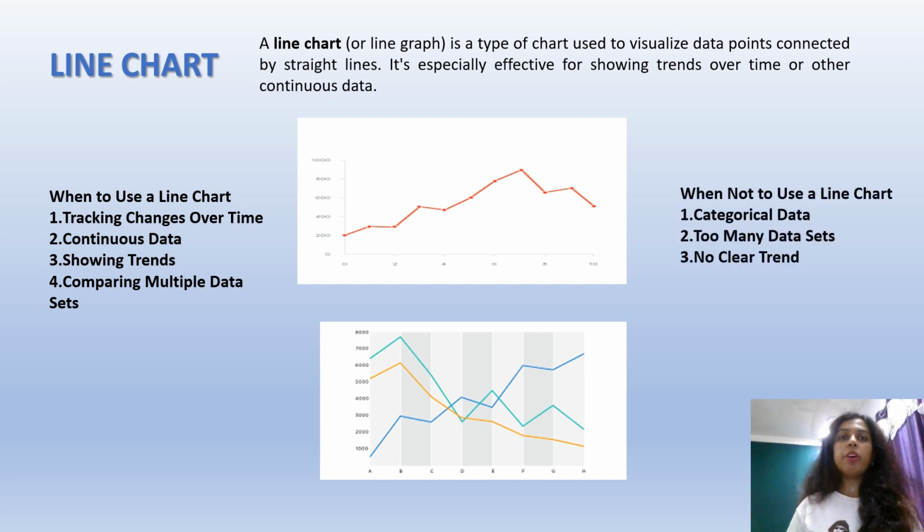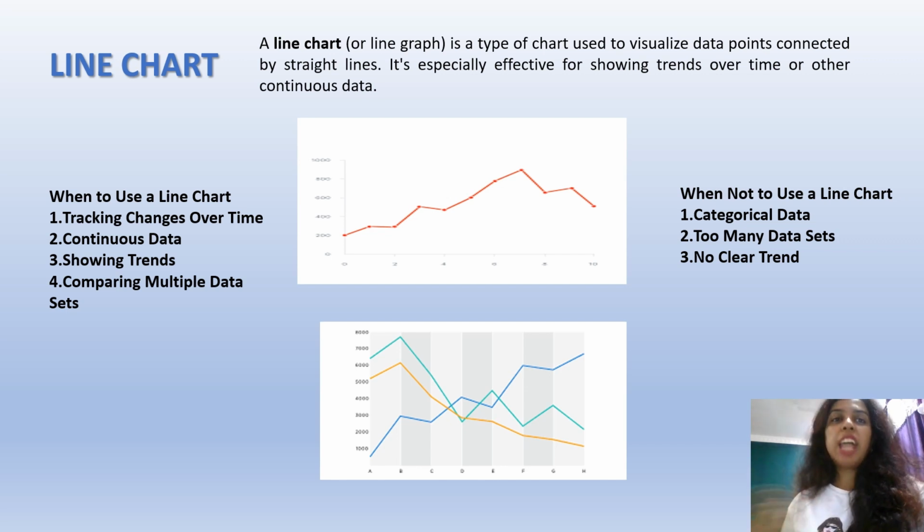Not suited for comparing distinct unrelated categories, for example, different product sales without a time component. A bar chart would be more appropriate in this case. If you have too many lines, the chart can become cluttered and hard to interpret. In such cases, it may be better to use separate charts or a different type of visualization. If data points are random without any pattern, a line chart may not effectively communicate any insights.